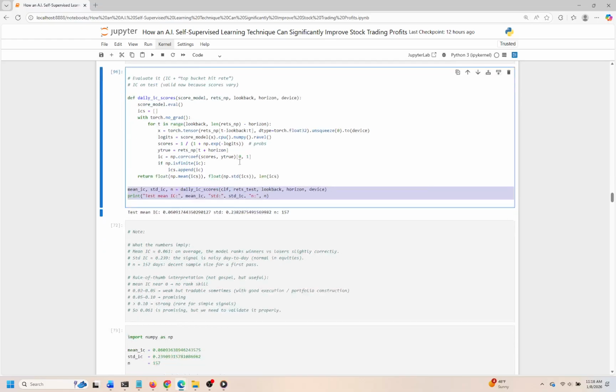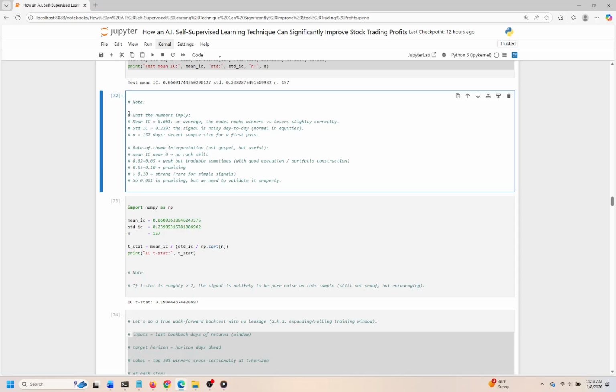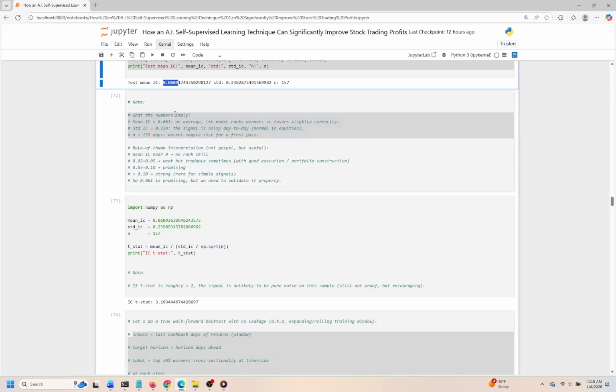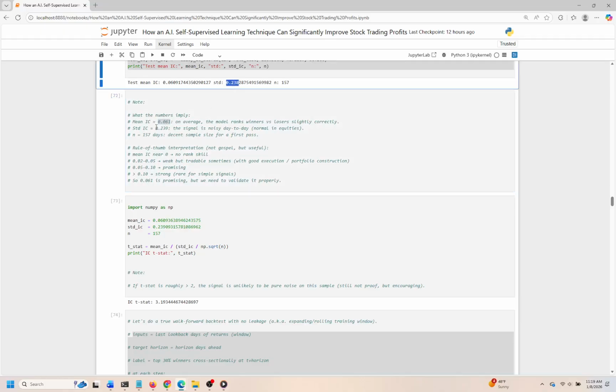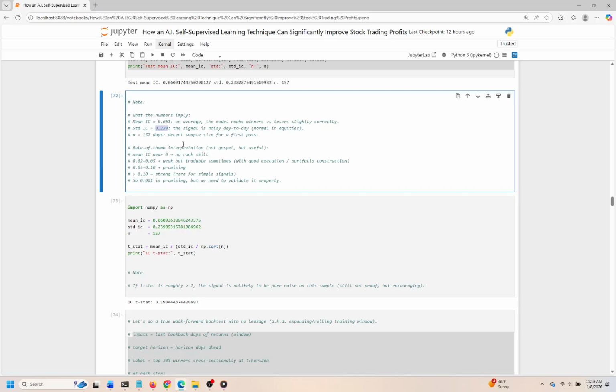Cell 12. In this cell, we're analyzing the performance of our model using key statistics to gauge its effectiveness in ranking stocks. Understanding these metrics is crucial because they provide insight into the reliability of the model's predictions, particularly in a fast-moving market like equities. We've calculated the mean information coefficient, or IC, which stands at approximately 0.061. This figure suggests that, on average, our model is slightly better than random chance at distinguishing between winning and losing stocks. However, the standard deviation of the IC is around 0.239, indicating that there is significant variability in its performance from day to day. This level of noise is typical when dealing with stock data, as daily market movements can be influenced by a multitude of factors.